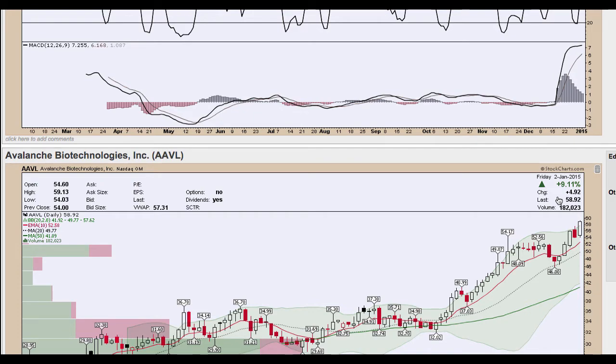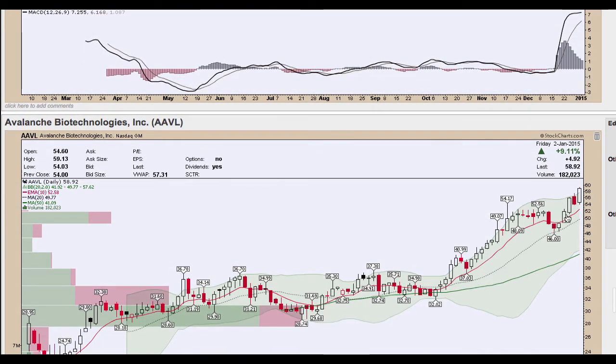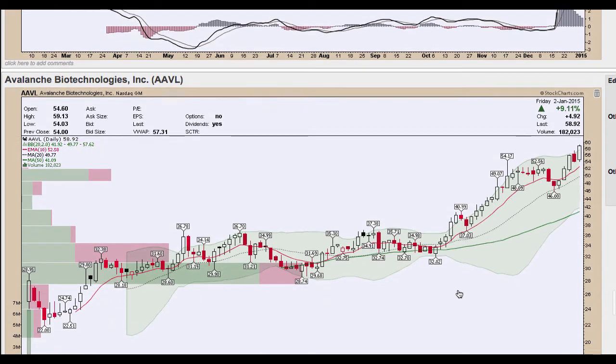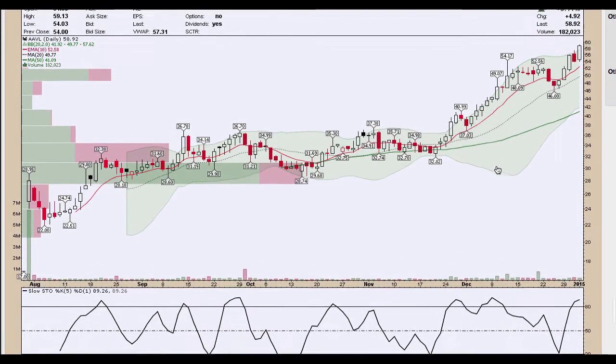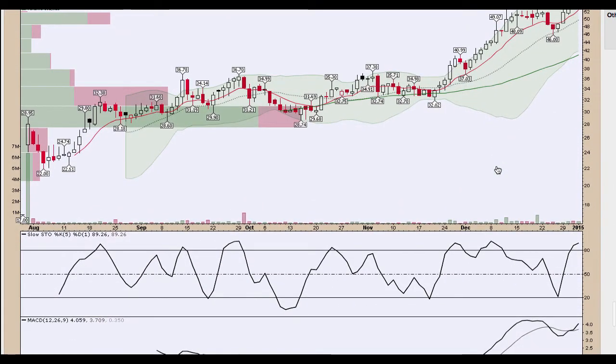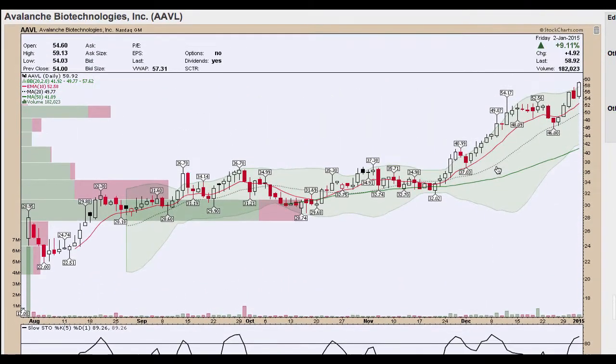Avalanche Biotechnologies. This is new, an IPO from 22 up to just about $60 in 4 or 5 months. Not bad.